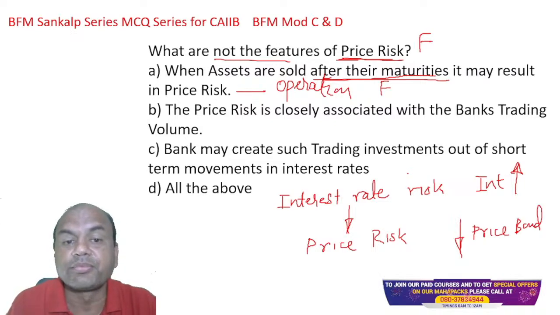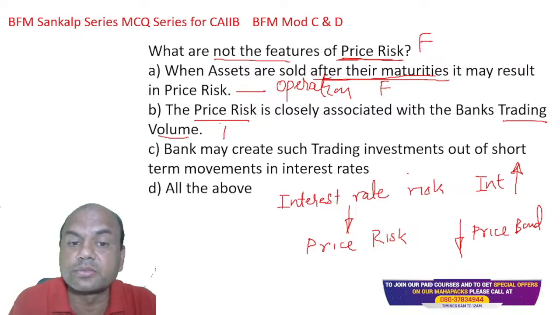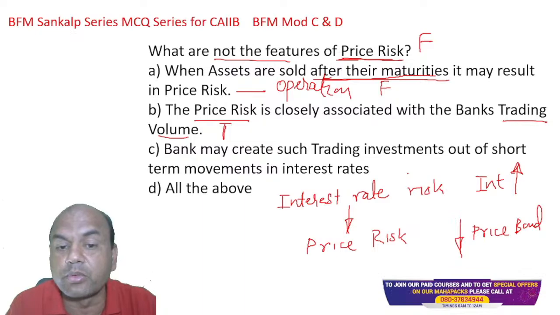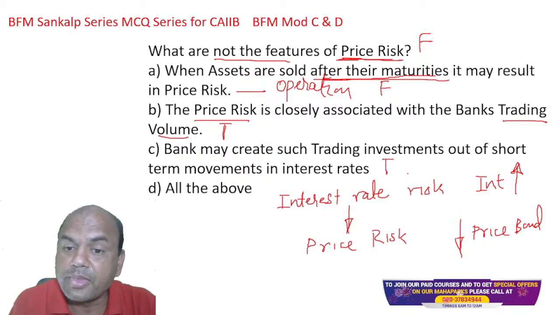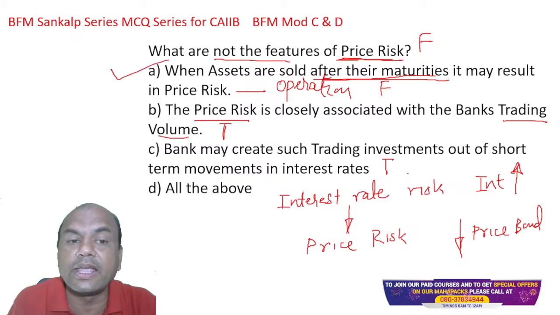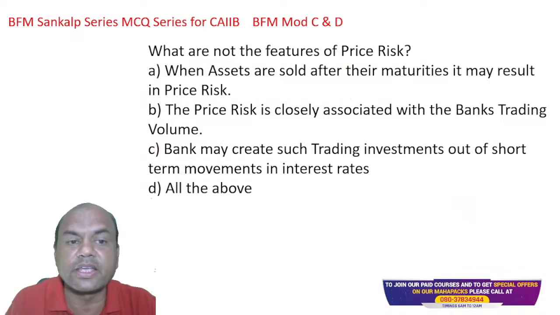What about the second one? The price risk is closely associated with banks' trading volume. That is true, because the more the trading volume, the more price risk I will have. Banks may create such trading investments out of short-term movements in the interest rates. So that is also true. I can create investments from short-term movements. So this is true, but I want false. So only A is the answer. When assets are sold after the maturity, it may result in the price risk. I'll clear this board over here so that you can watch it freely. So the answer is A.